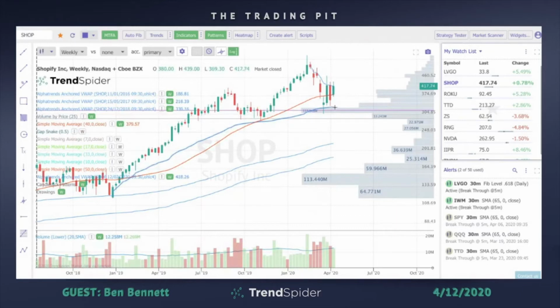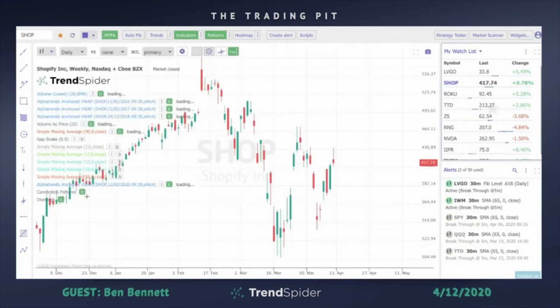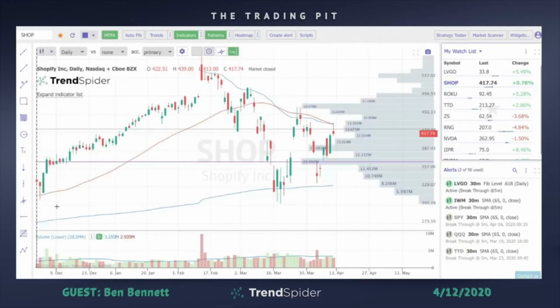I'm big on confluence. Anytime you can find the 200-day acting as support, and you had the VWAP like we showed there, anytime you can get multiple levels of support, just like up here where it acted as resistance, that's where your signal is that, okay, it's time to take some profits.